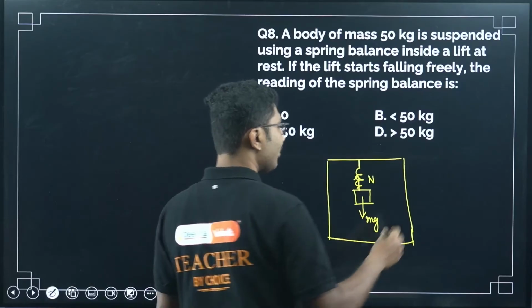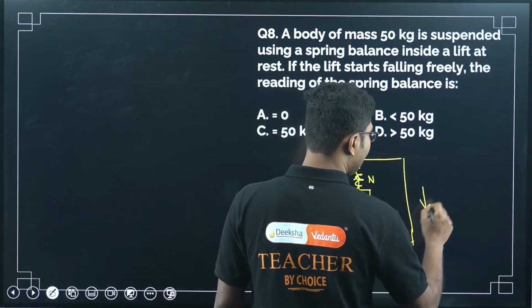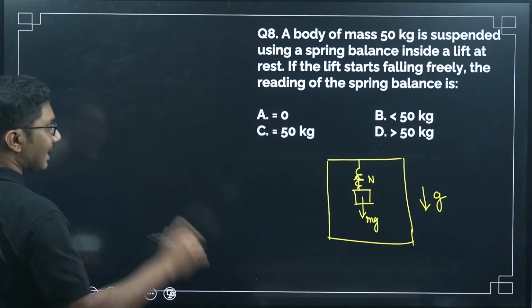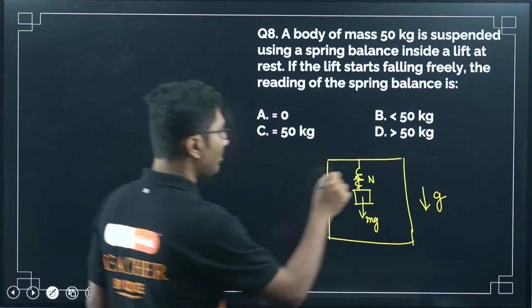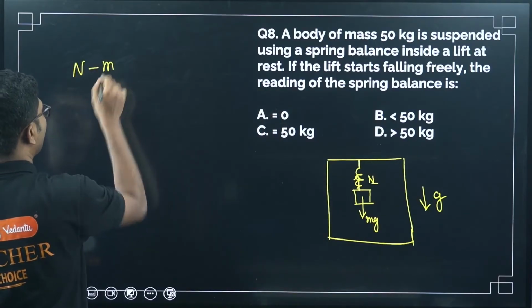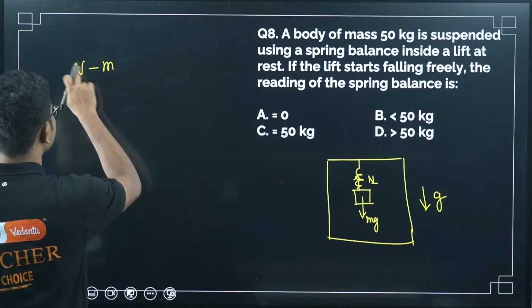And when the lift falls freely, we discussed this during our lecture, suppose the normal force is N, so N minus mg, mg minus N.